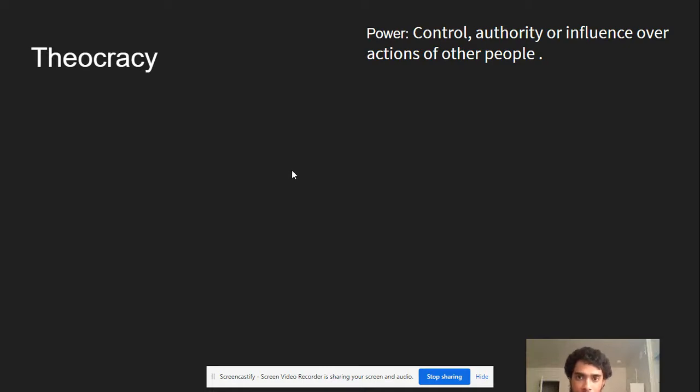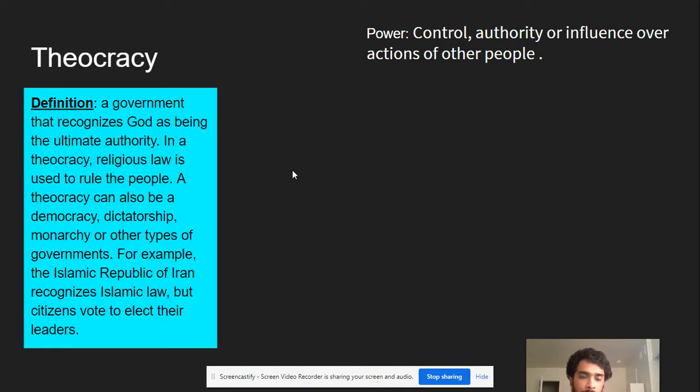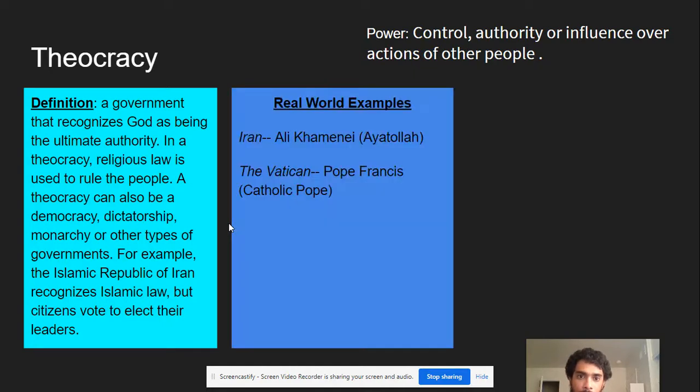The next form of government is theocracy. A theocracy is a government that recognizes God as being the ultimate authority. In a theocracy, religious law is used to rule people. A theocracy can also be a democracy, a dictatorship, monarchy, or other type of government. For example, the Islamic Republic of Iran recognizes Islamic law, but citizens vote to elect their leaders. Some real world examples are Iran, where Ali Khamenei is the Ayatollah.